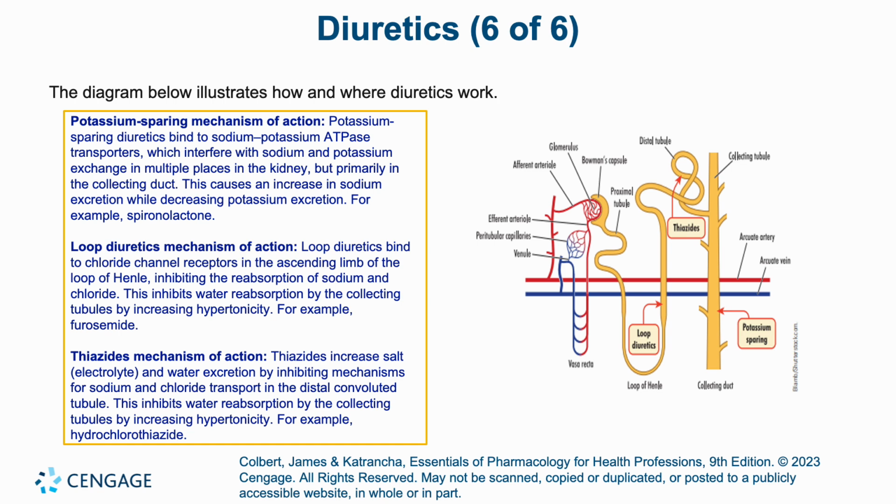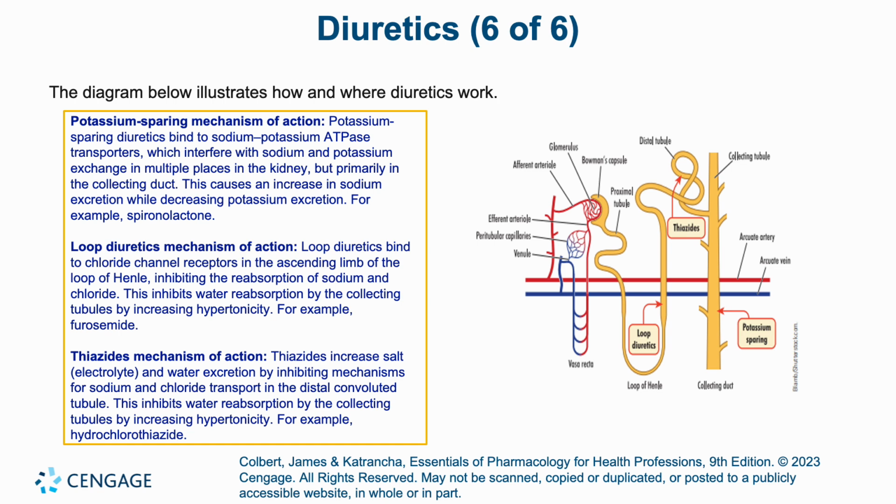Your loop diuretics mechanism of action. The loop diuretics bind to chloride channel receptors in the ascending limb of the loop of Henle. So ascending is going up, inhibiting the reabsorption of sodium and chloride. This inhibits water reabsorption by the collecting tubules by increasing hypertonicity. The example is furosemide. So hypertonicity, again, remember that there's this osmotic gradient where water will follow sodium. By blocking sodium from being reabsorbed, the water is also staying in the loop of Henle, and then it is being excreted as urine, thus lowering the amount that goes back into the bloodstream.